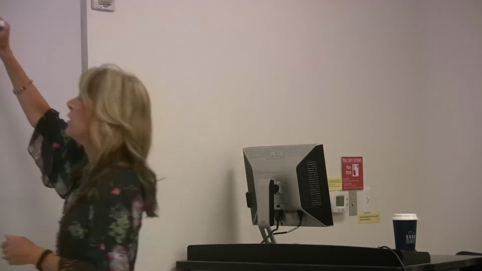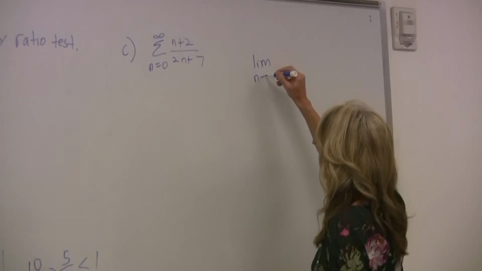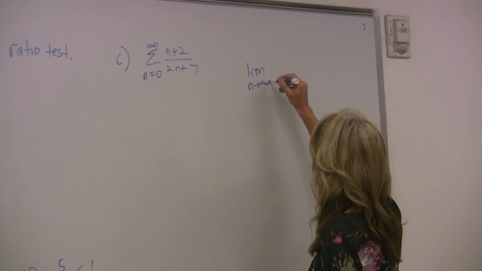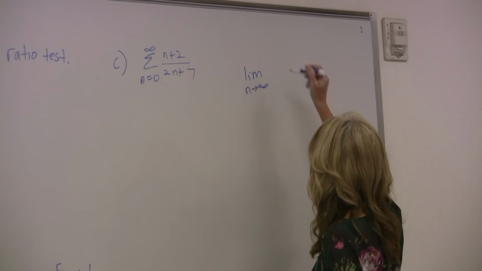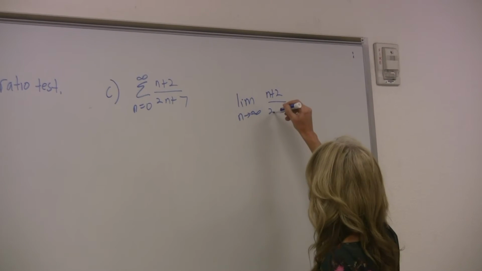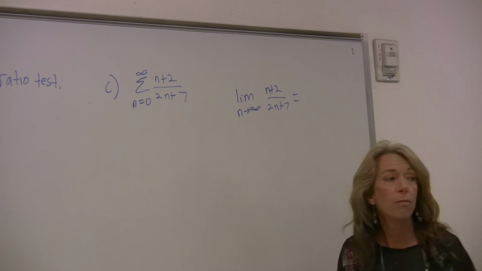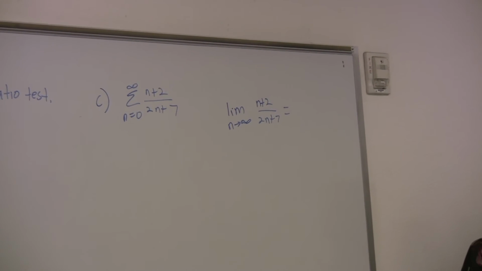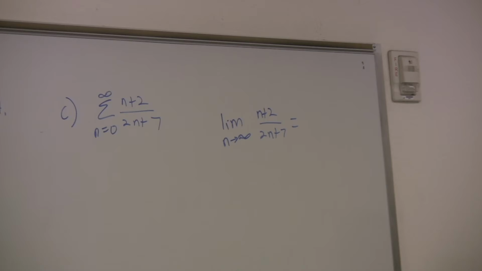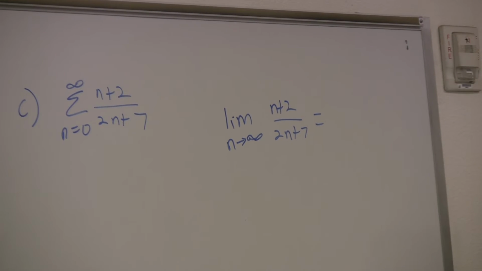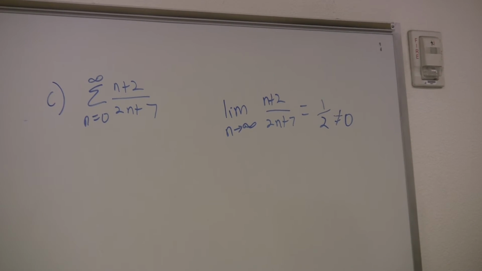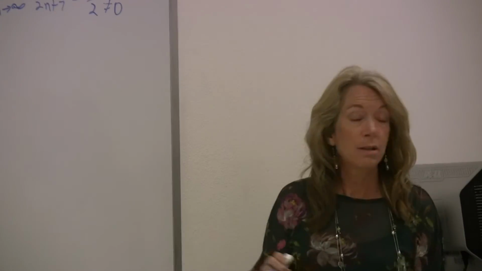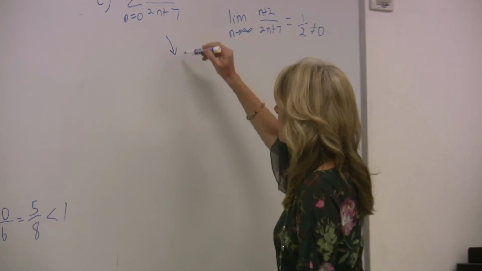Because if these terms are not approaching zero, I'm done. I can't talk and write at the same time. What are those approaching? 1/2. Not equal to zero. What can you tell me about this series? It diverges by the divergence test.